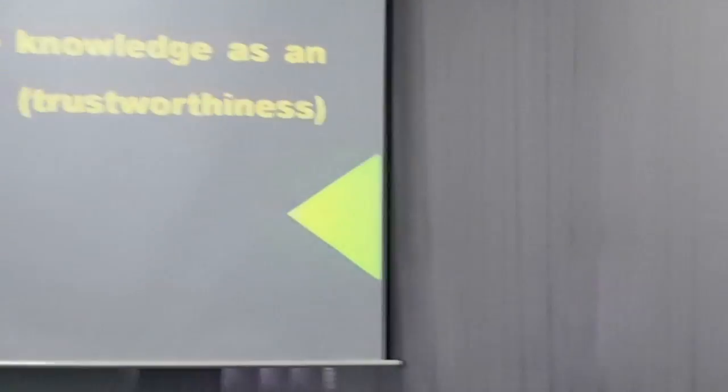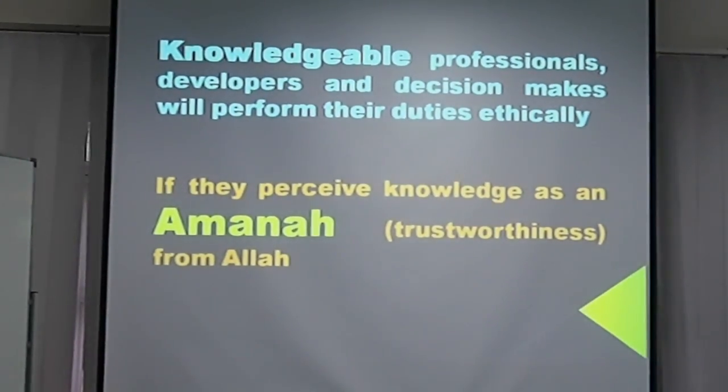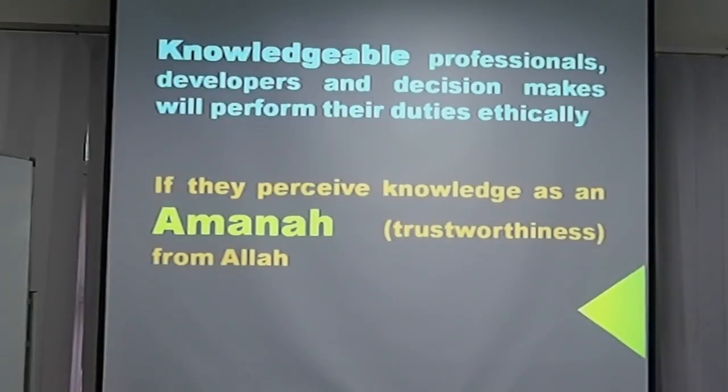So therefore, knowledgeable professionals, that is called knowledgeable. Knowledge that is really concerned about this. Even though we are professionals, some students are trained to develop, we are concerned about knowledge. Knowledgeable professional developers and decision makers will perform their duties practically if they perceive knowledge as an amana, an Arabic word, trustworthiness from Allah. So we are born to bear the burden of the caliph, the amana, that is to protect our earth. One of the trustworthiness, or amana, is to protect. And the other is to make it harmonize with the rules and structure. How to protect, how the earth can be sustained as our heritage for the next generation.